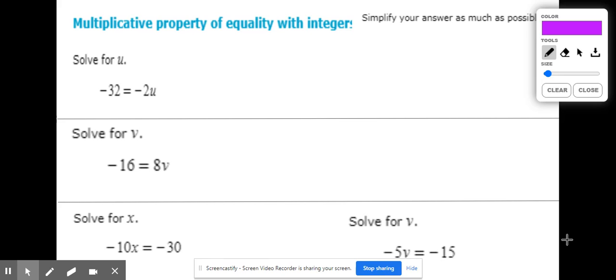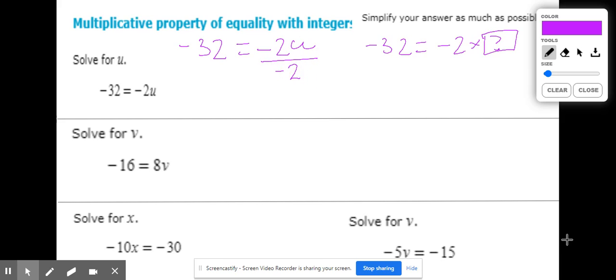For the sake of space, I'm just going to rewrite this whole one all over again. Negative 32 is equal to negative 2 times u. So what number times negative 2 equals negative 32? Well, just by looking at this, it is basically saying negative 32, again, is equal to negative 2 times what goes in the box, okay? So let's divide and find that out.